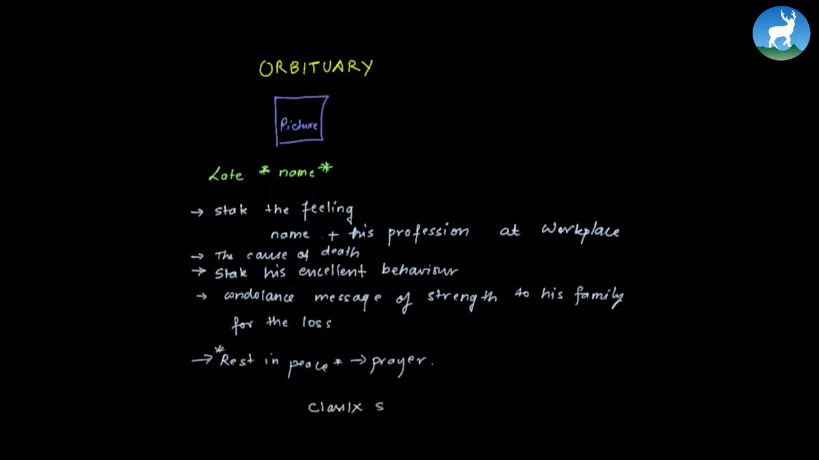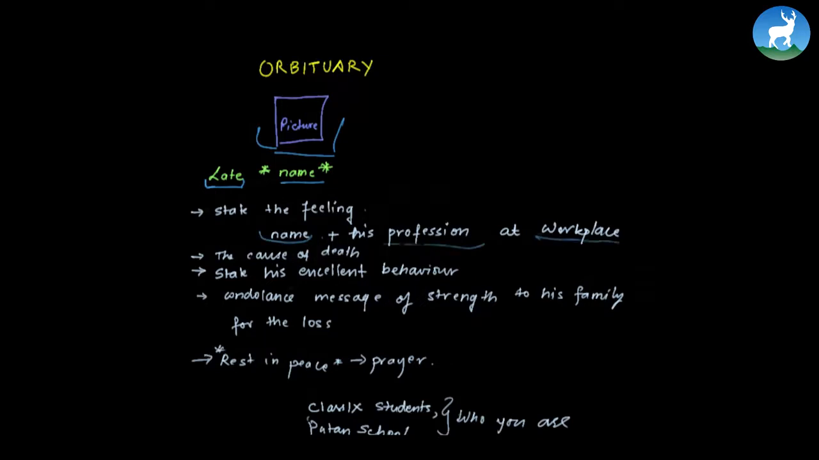Let me sum up. First of all, there is a picture of the person who has died and his name preceded by late, the term late, as he's already dead. Then you state your feeling, how you feel, very sad. Then you continue by writing his name. You are deeply saddened by the demise of who? The name of the person who has died, and his profession at his workplace, or you can just leave these places blank. And then maybe you can write the cause of his death.